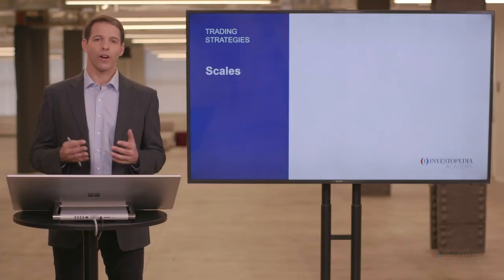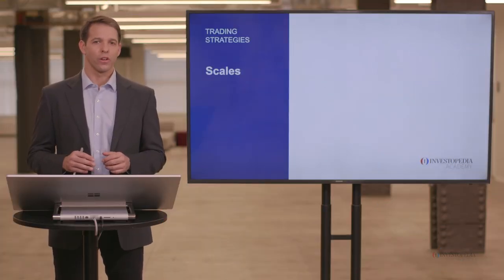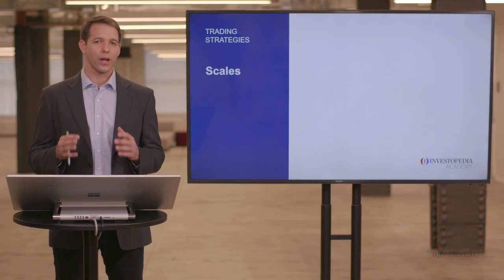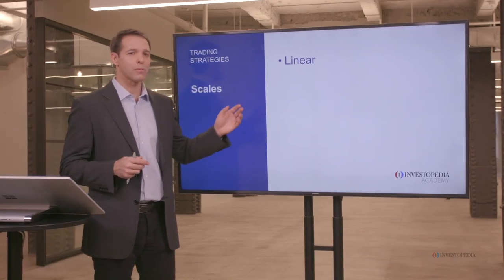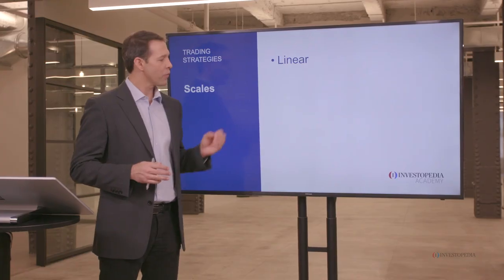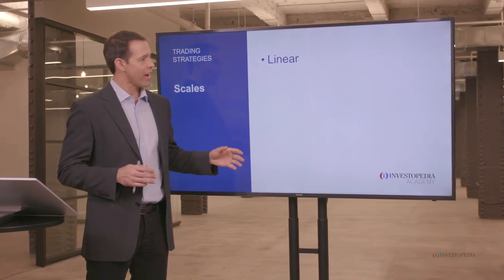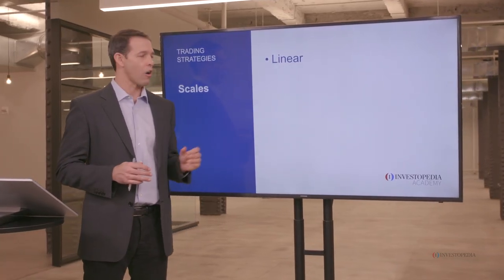Now, when you're trying to figure out what type of chart you should use, you need to keep in mind that there are different types of scales. The first type of scale is known as linear, and this is the most common chart form. What this means is that the price axis and the time axis are on equal plots.